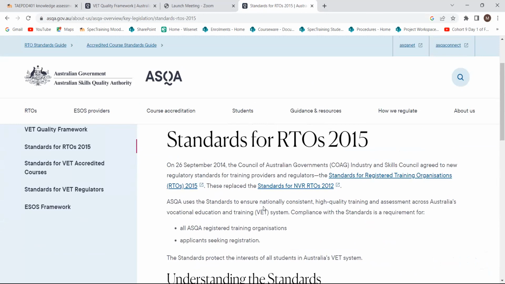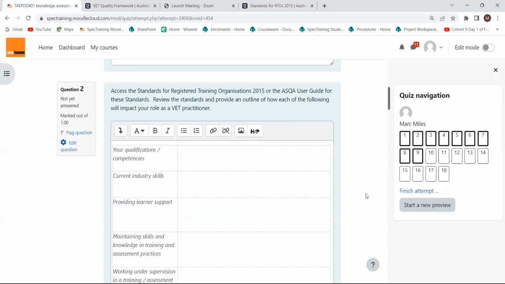Now, let's come back to the questions for a moment and go through this question item by item. It says your qualifications and competency. The standards will tell you, and you can put in your answer, that in order to teach a particular qualification, you yourself must have the qualification. That's something you can note in there.